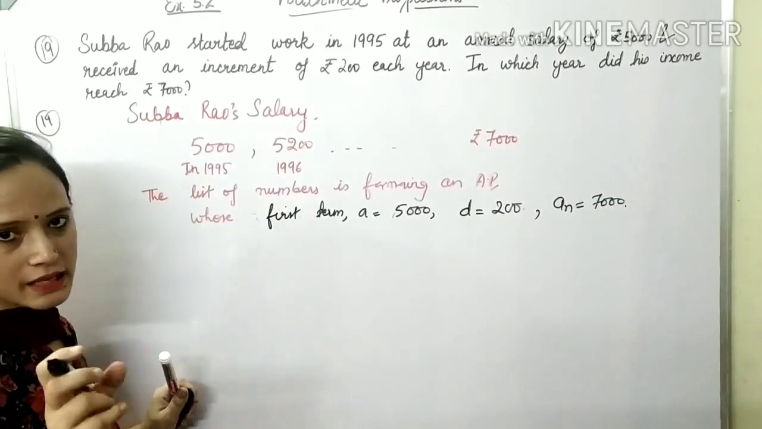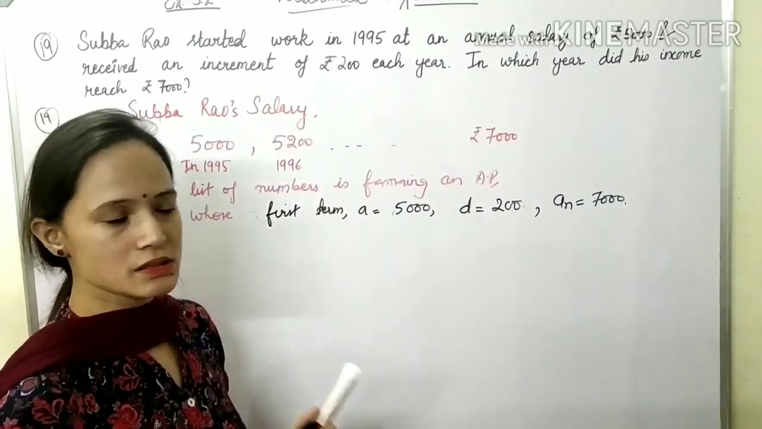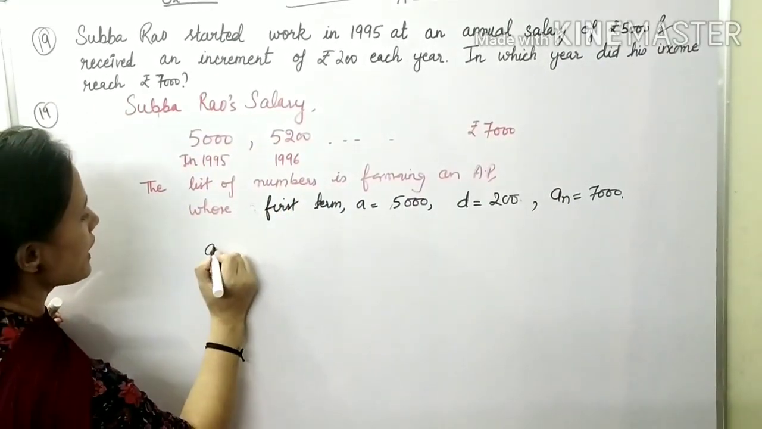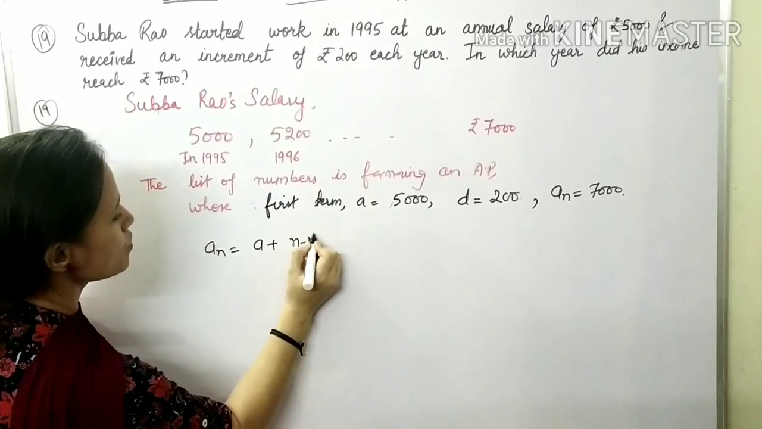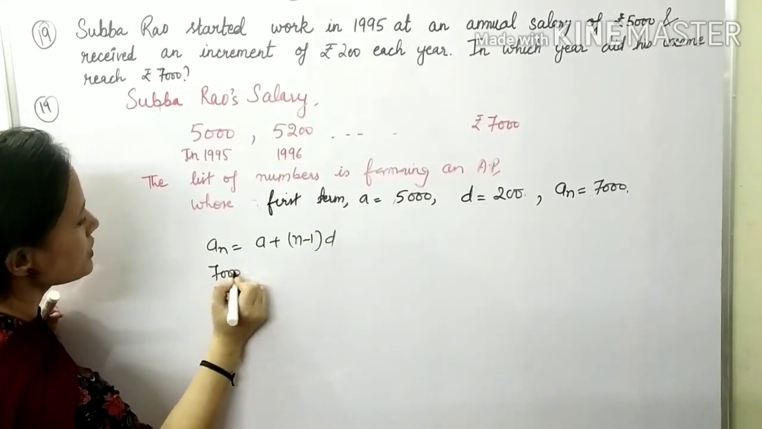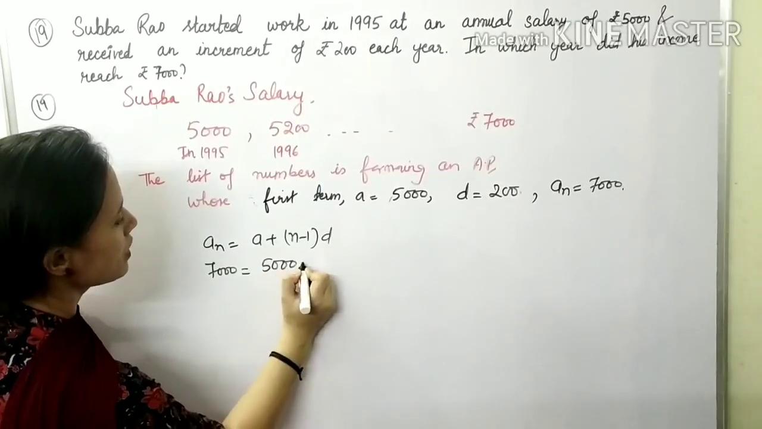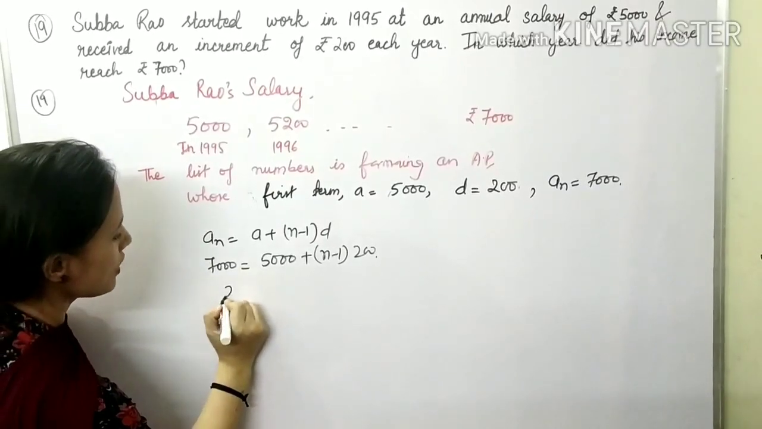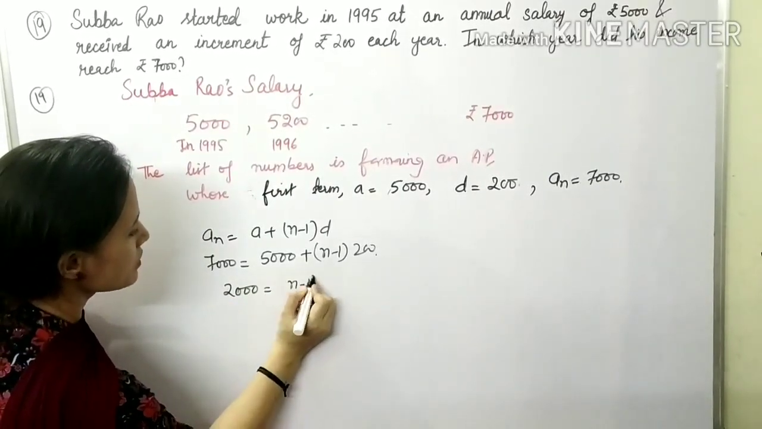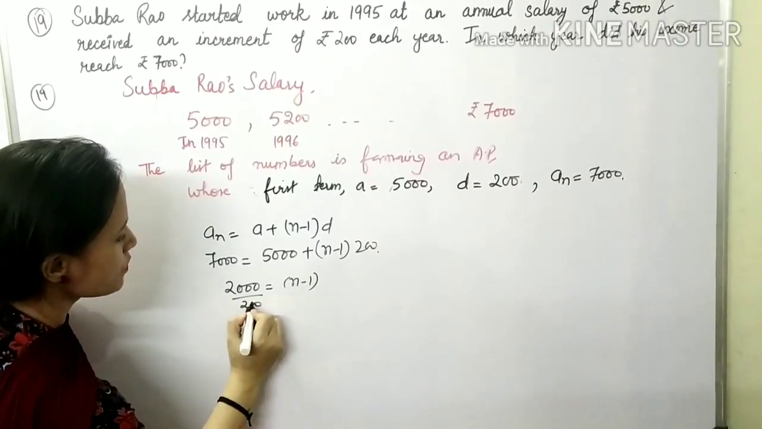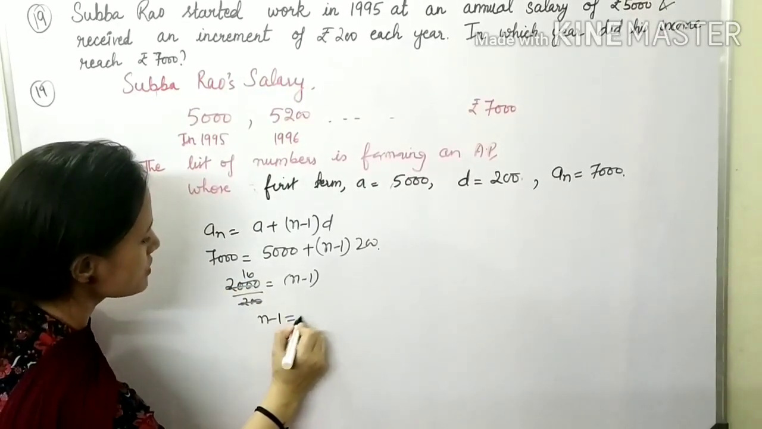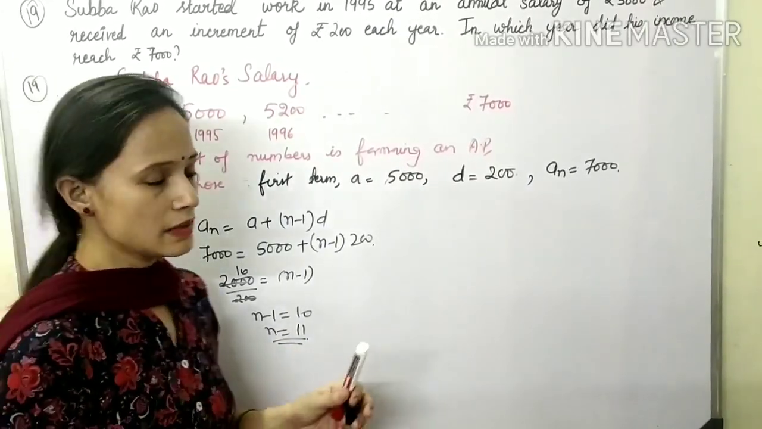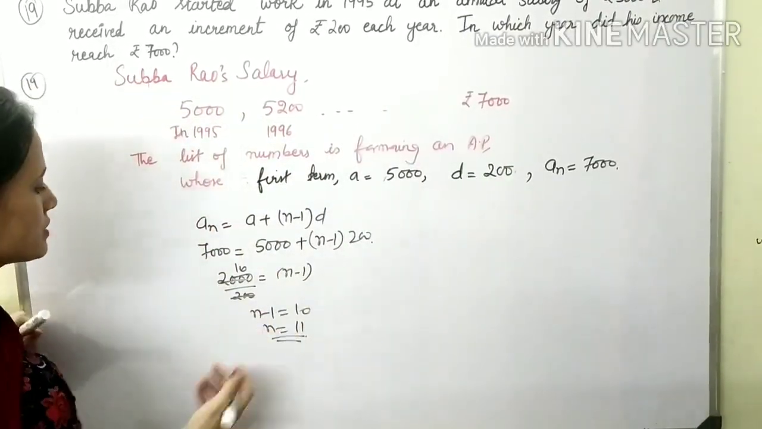So we need to find this N, that in which year, after how many years his salary will reach rupees 7,000. So AN is equals to A plus N minus 1 D. Nth term is 7,000. First term is 5,000 plus N we need to find. D is 200. 7,000 minus 5,000 will give us 2,000. N minus 1, this 200 will transpose, and this is giving us N minus 1 is equals to 10, that is N equals 11. And it means after 11 years he will be getting salary 7,000.